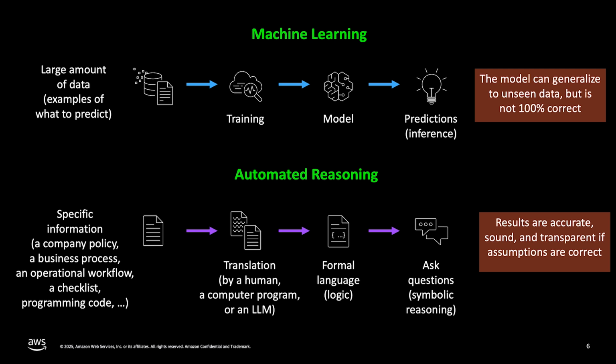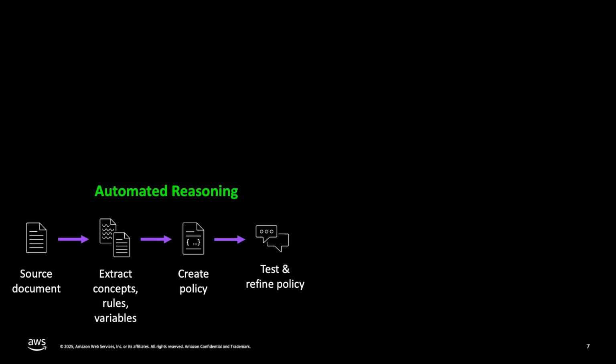And so the next question is, how do I even apply automated reasoning to my generative AI application? The way it works is that you have a source document, and I mentioned it could be workflows, it could be a programming code. You take that source document, you extract the concepts, the rules and the variables from it, and then you create a policy, and then you can test and refine this policy. Now, this policy that you've created is a combination of the extracted logical representation of the source document with a formal model that has been developed for it.